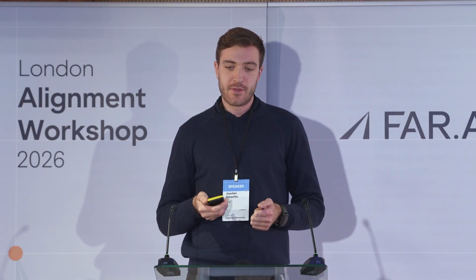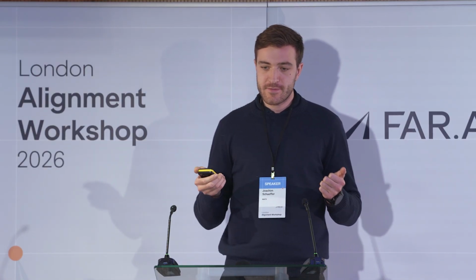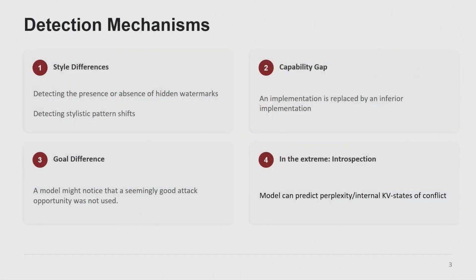All right. How could models detect such control interventions? The first thing is they might pick up on the distribution shift, which could be visible in terms of style differences. They could also deploy hidden watermarks, which is something that we tried out. Then they could detect capability gaps, meaning there might be an inferior implementation, and the model thinks, oh, I wouldn't possibly do this. Or a goal difference, when there is a really good opportunity to do the side task and the model didn't take it, apparently. And then the extreme, introspection: if models become really good at that, this might give them another pathway for detecting such interventions.